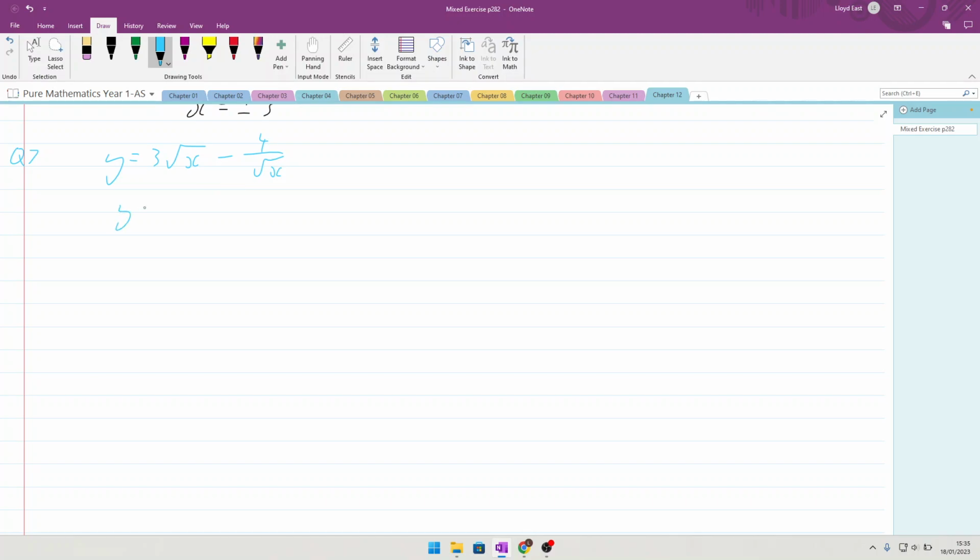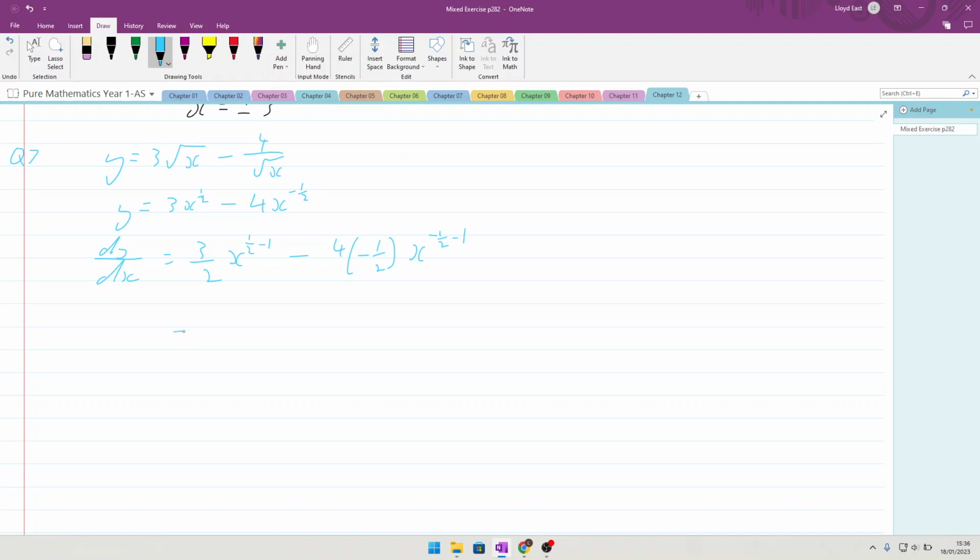Okay, so let's just make this simple and say 3x to the power of a half for the square root, minus 4x to the minus a half. Okay, now we'll do dy by dx. We're going to have a half times 3, which is 3 over 2 x to the power of a half minus 1, and then minus 4 multiplied by minus a half, x to the power of minus a half minus 1.